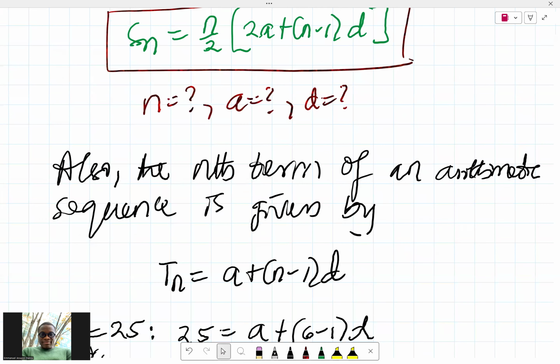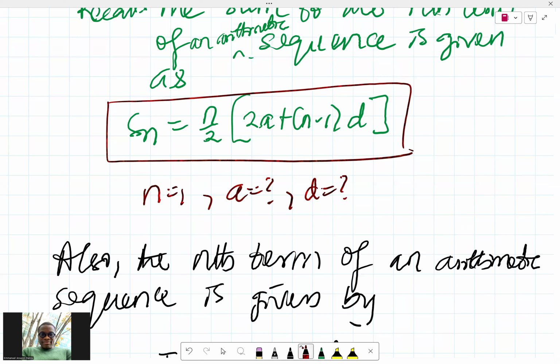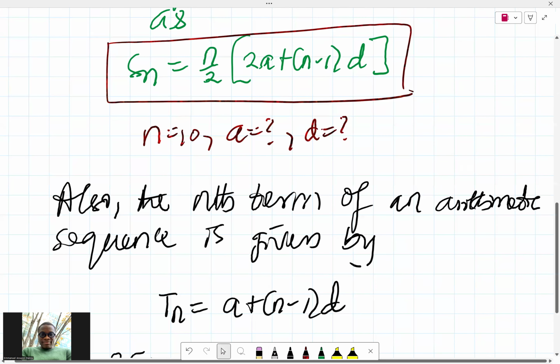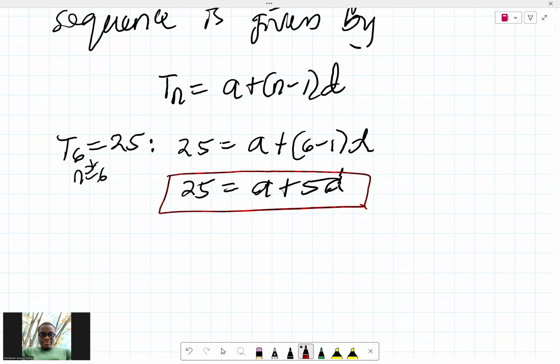And n is known here to be 10 because we're looking for the sum to the 10th term. I shouldn't have written a question mark here. The only things we don't know are a and d. So now we have an equation containing a and d, but since we have two unknowns, we need at least two equations to solve for a and d.